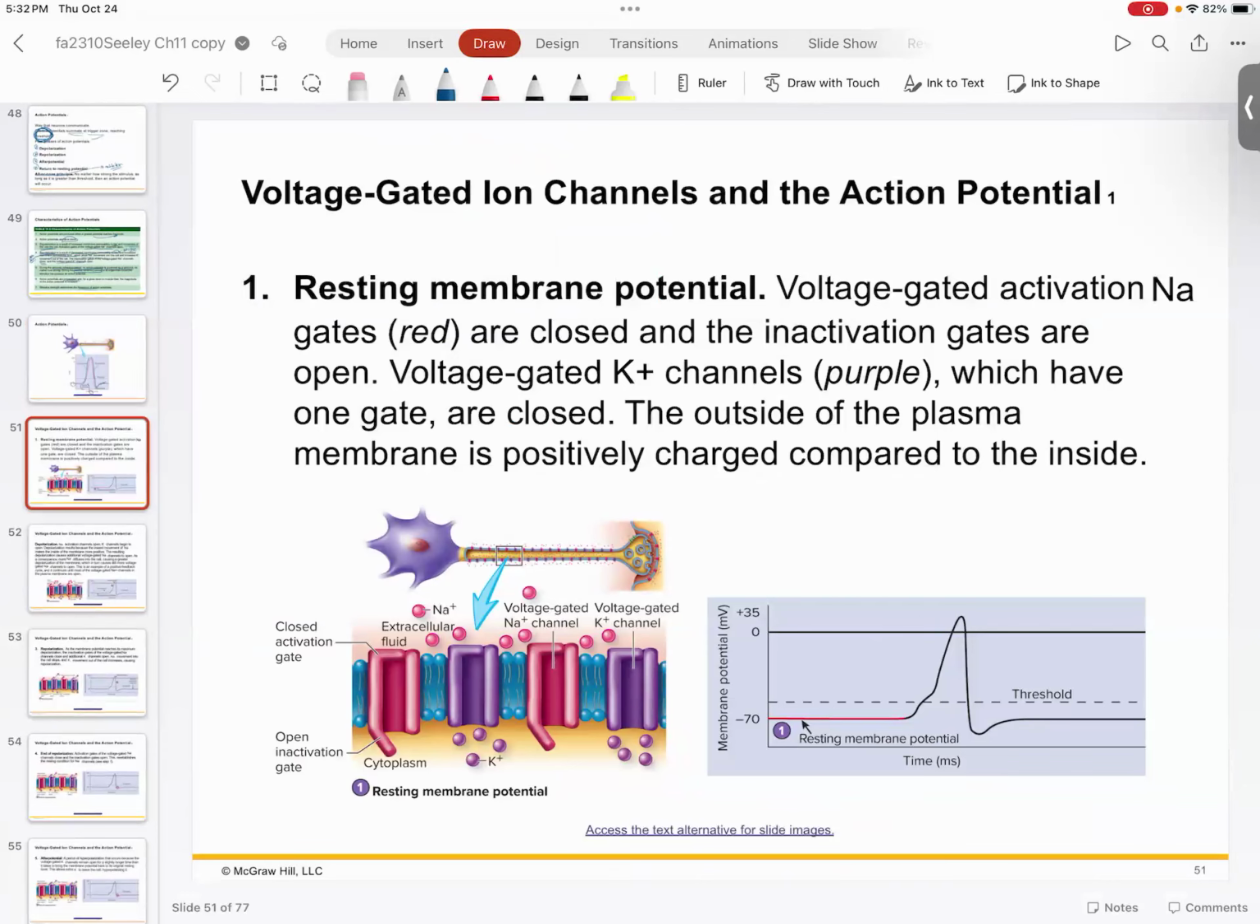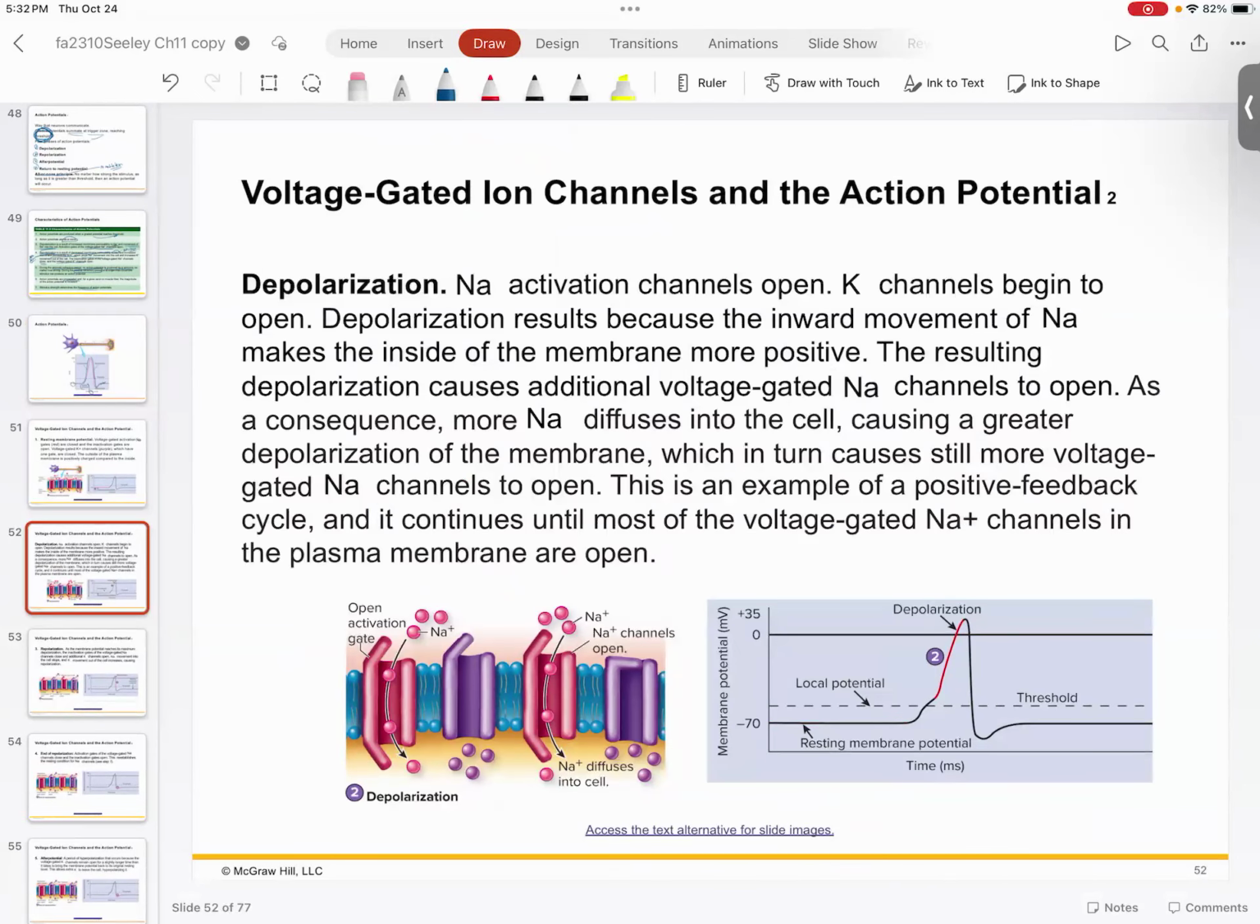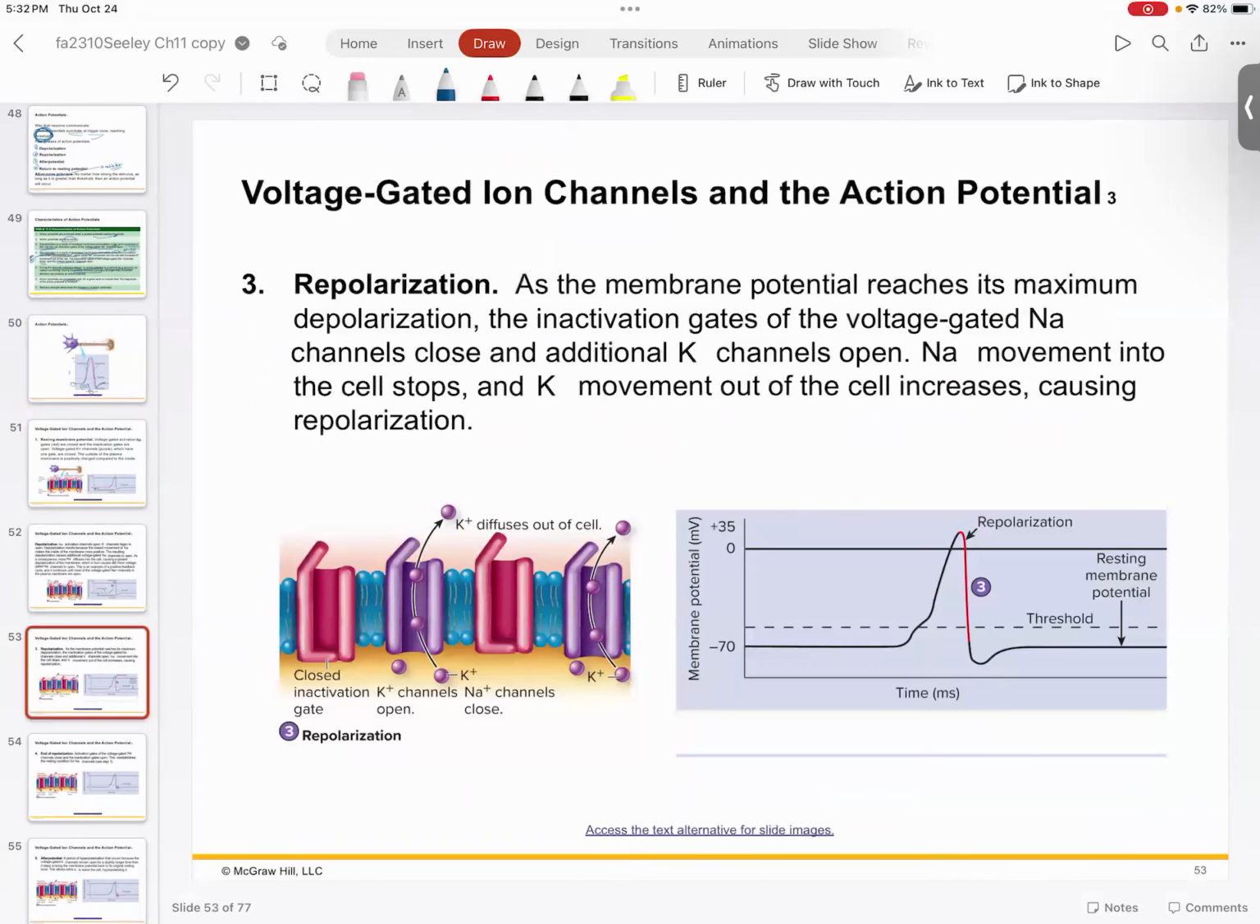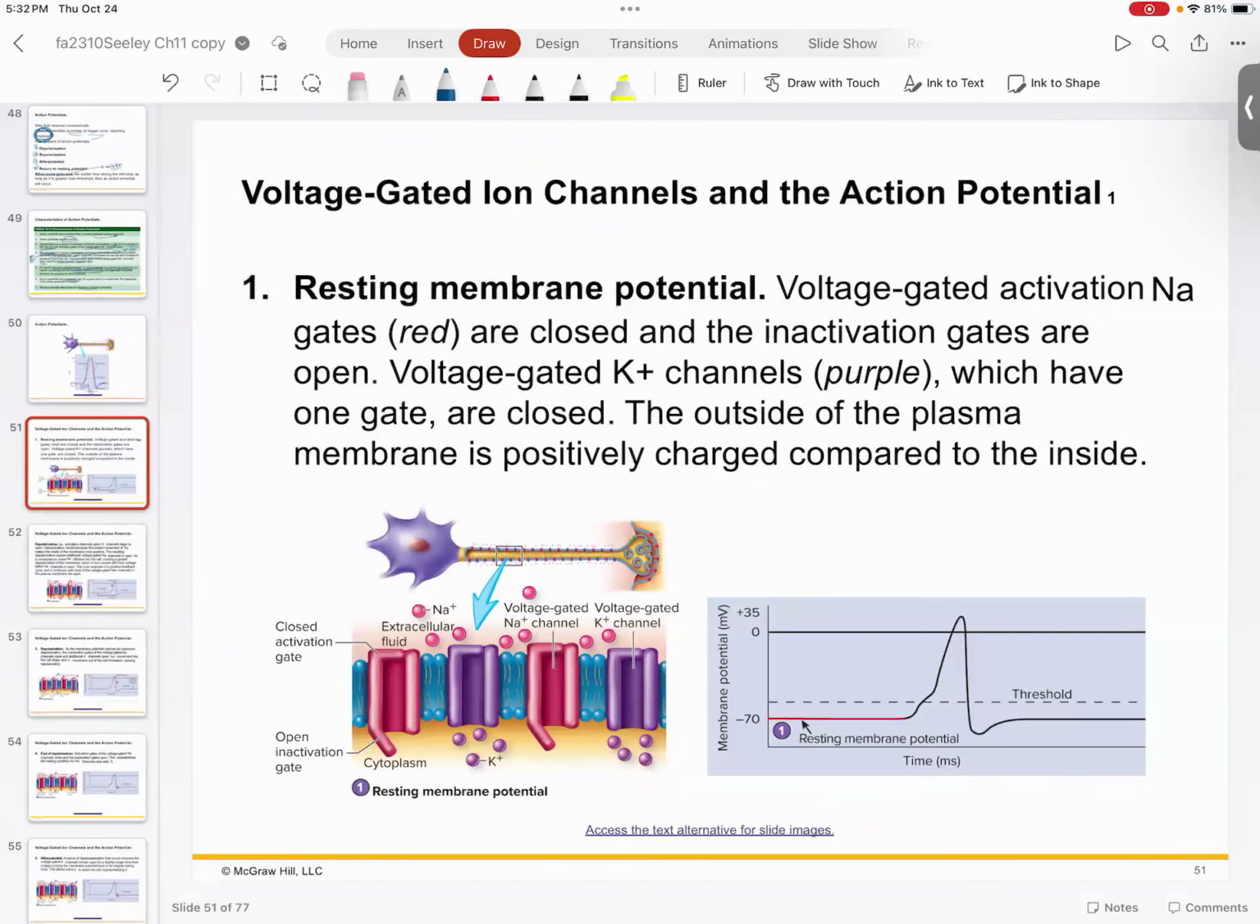So let's go ahead and take a look at this. What we're going to do is break this down piece by piece, and walk you through it in painstaking and no doubt migraine-inducing detail. So here's our resting membrane potential.